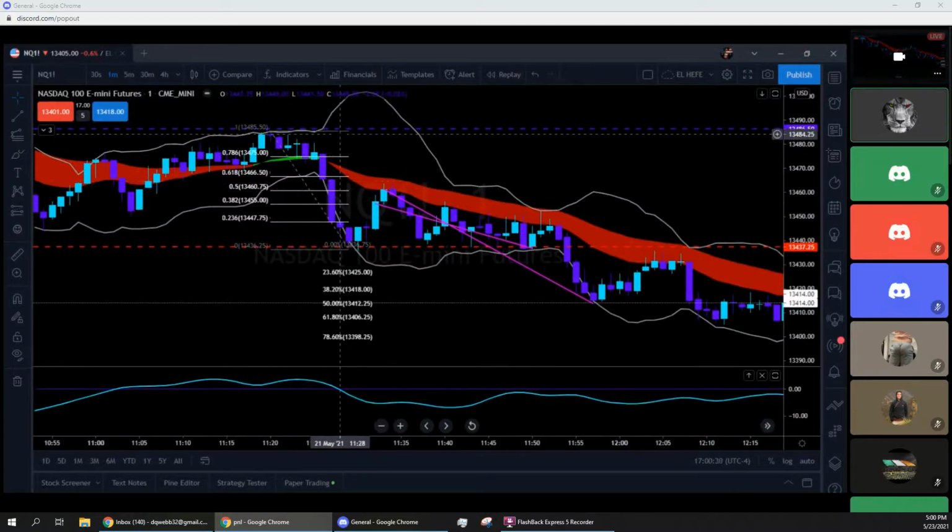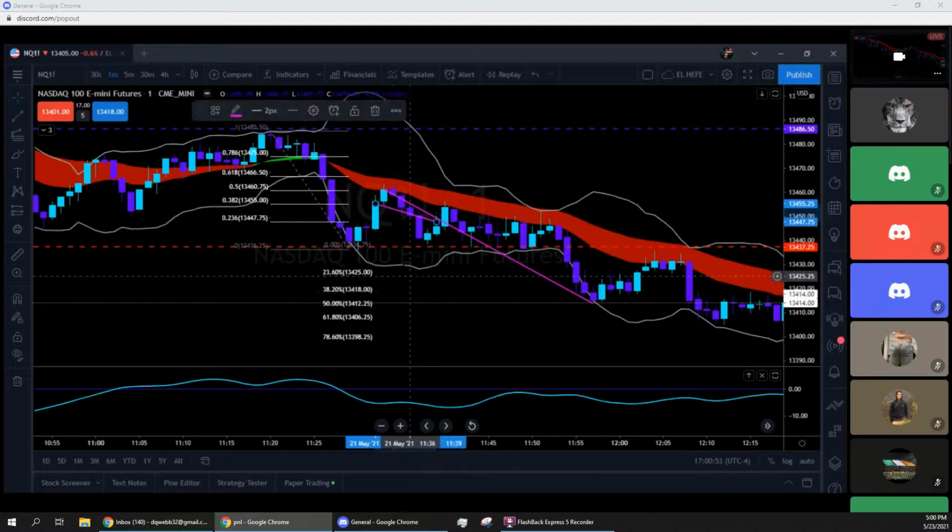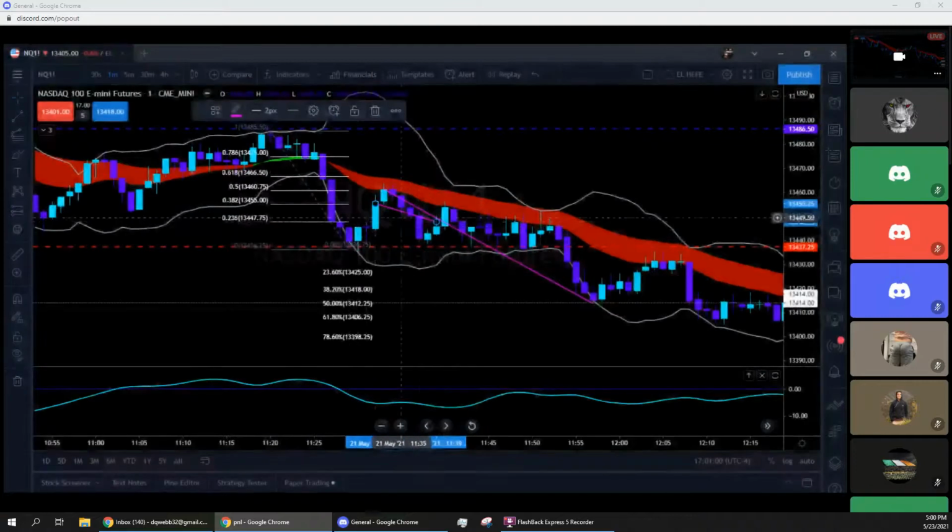My stop's up here. Well, as soon as this thing starts going down through here and it breaks this 0.382 or 0.236, this 0.382 stop goes down to here. So realistically, I got stopped out right there. I'm short here. Price broke that level, right there, and then came back up and stopped me out.